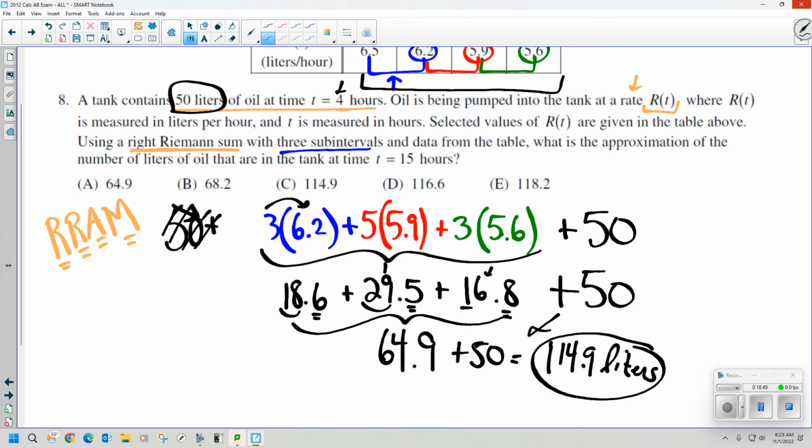114.9 liters total. Oh my goodness. You don't get a calculator to do these problems, so take your time when you do them. All right? 114.9 is the approximation of the number of liters of oil that are in the tank at t equals 15 hours.